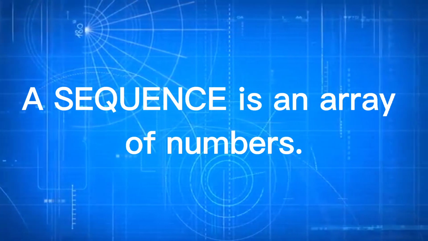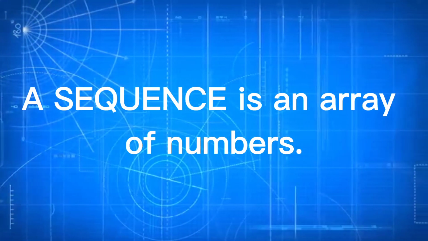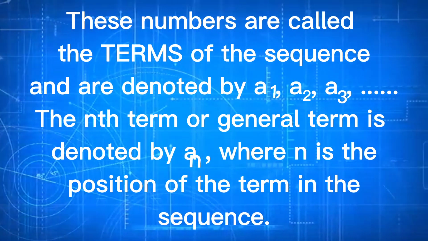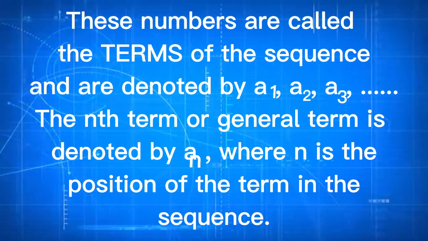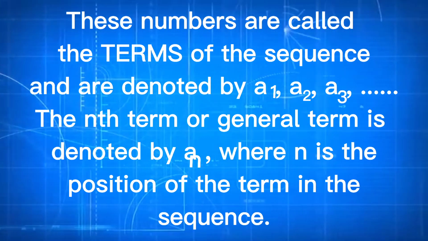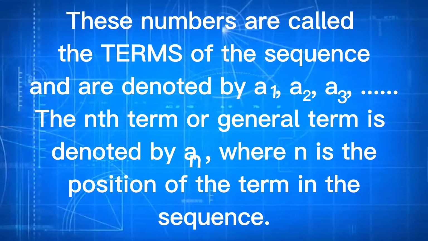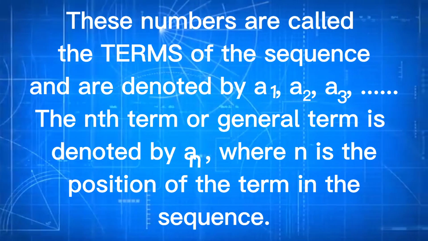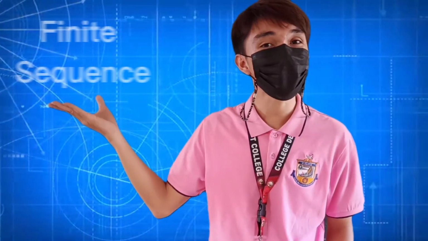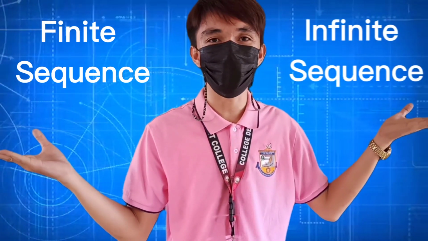What is a sequence? A sequence is an array of numbers. These numbers are called the terms of the sequence and are denoted by a sub 1, a sub 2, a sub 3, and so on. The nth term or general term is denoted by a sub n, where n is the position of the term in the sequence. There are two types of sequence. We have finite sequence and infinite sequence.